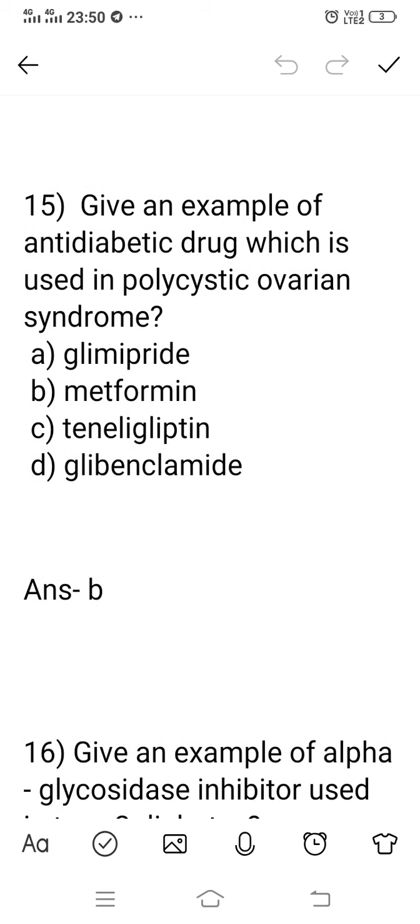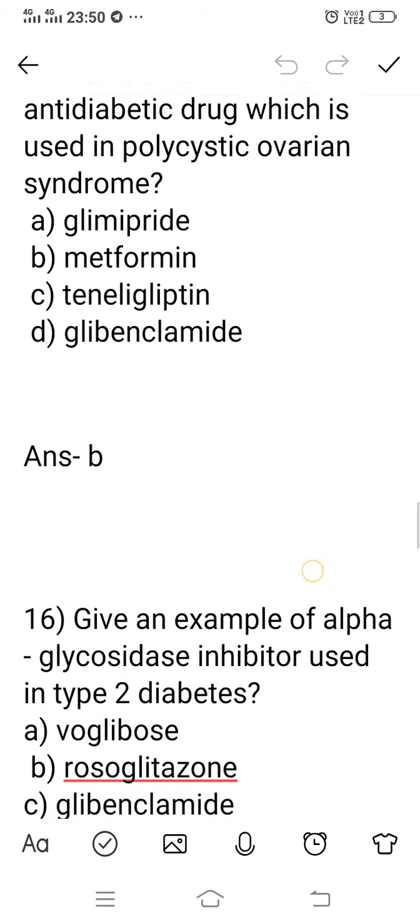Question number 15. Give an example of an antidiabetic drug which is used in polycystic ovarian syndrome. What do you mean by polycystic ovarian syndrome? Actually, polycystic ovarian syndrome means multiple cysts occur in the ovary. Option number A, glimepiride, option number B, metformin, option number C, teneligliptin, option number D, glibenclamide. The right answer is option number B, metformin. Metformin is one type of antidiabetic drug which is also used in polycystic ovarian syndrome.